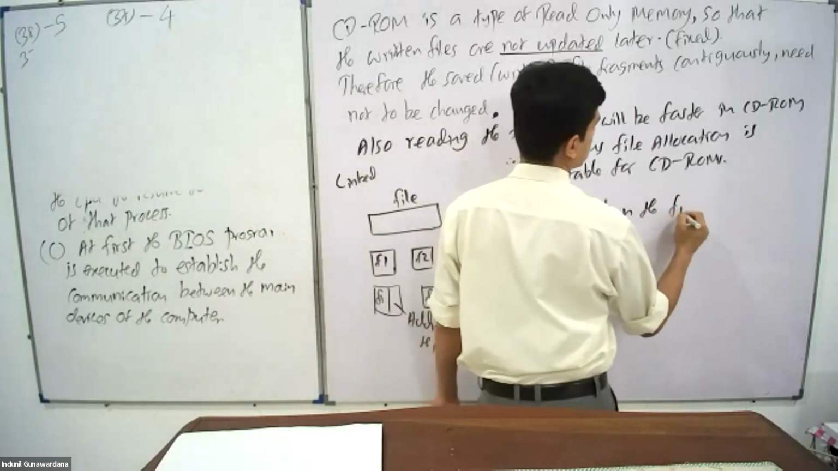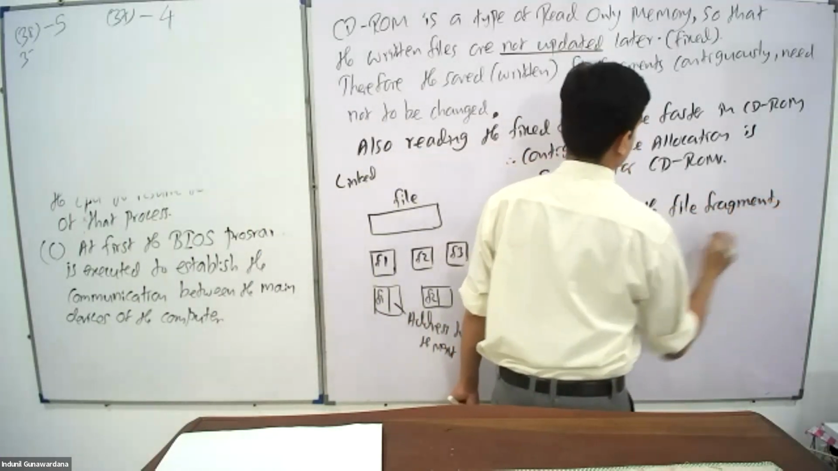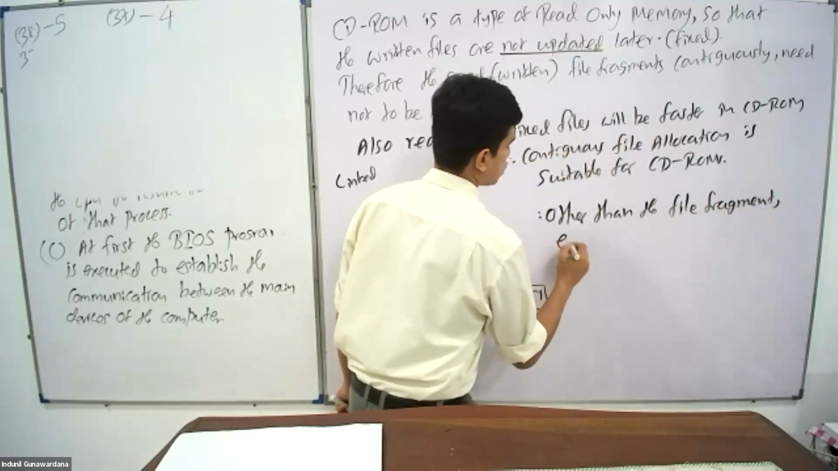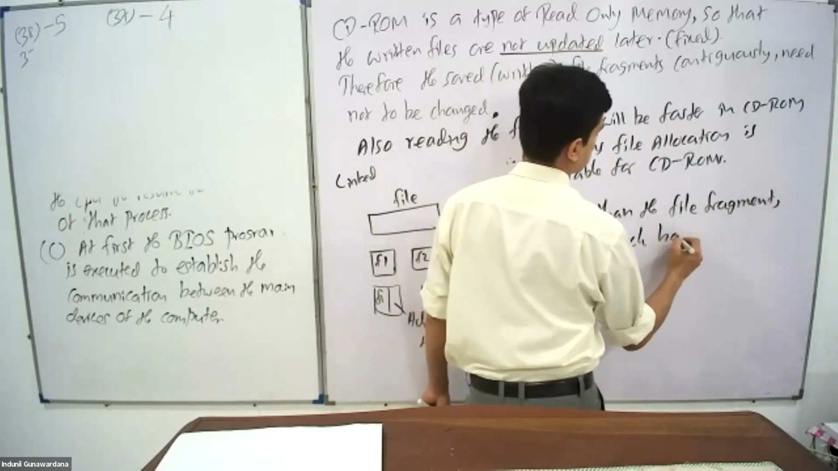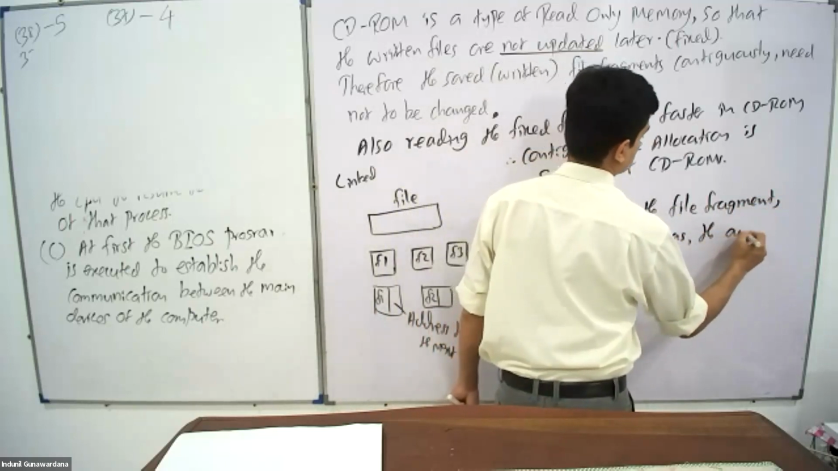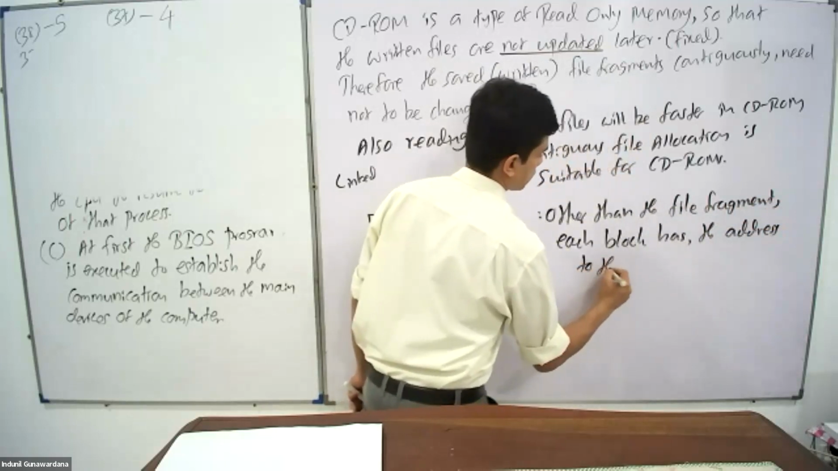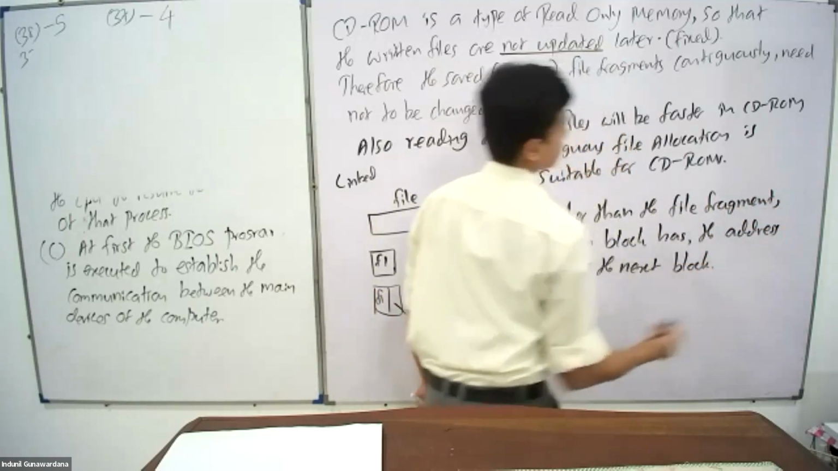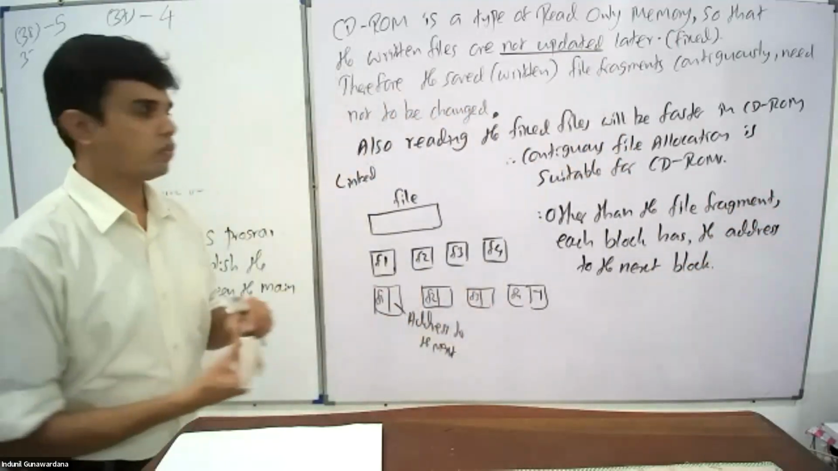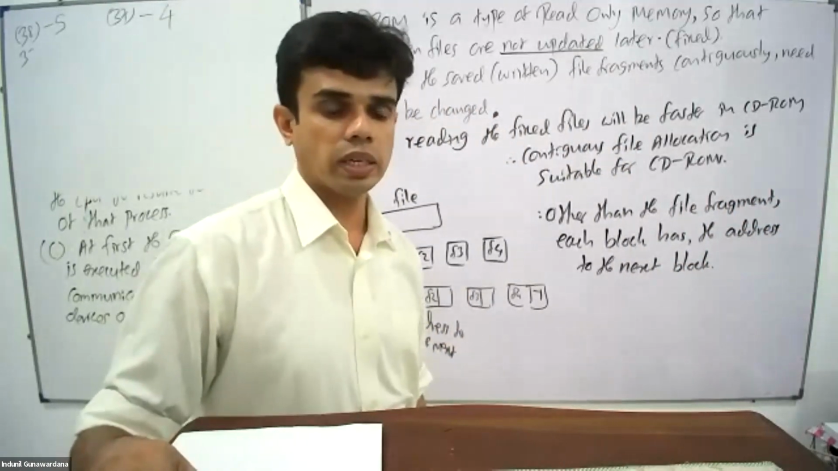Other than the file fragment, each block has the address to the next block. Other than the file fragment, address to the next block is expected to be there. Right.